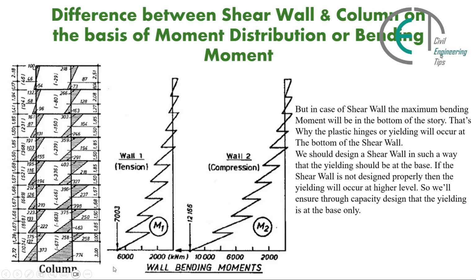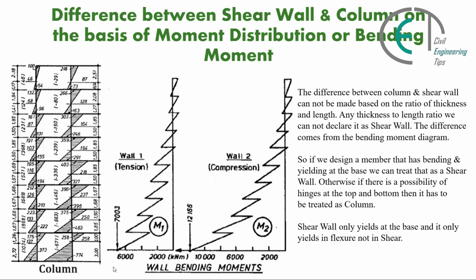But in case of shear wall, the maximum bending moment will be at the bottom of the story. That's why the plastic hinges or yielding will occur at the bottom of the shear wall. We should design a shear wall in such a way that the yielding should be at the base. If the shear wall is not designed properly, then the yielding will occur at the higher level. So we will ensure through capacity design that the yielding is at the base only.